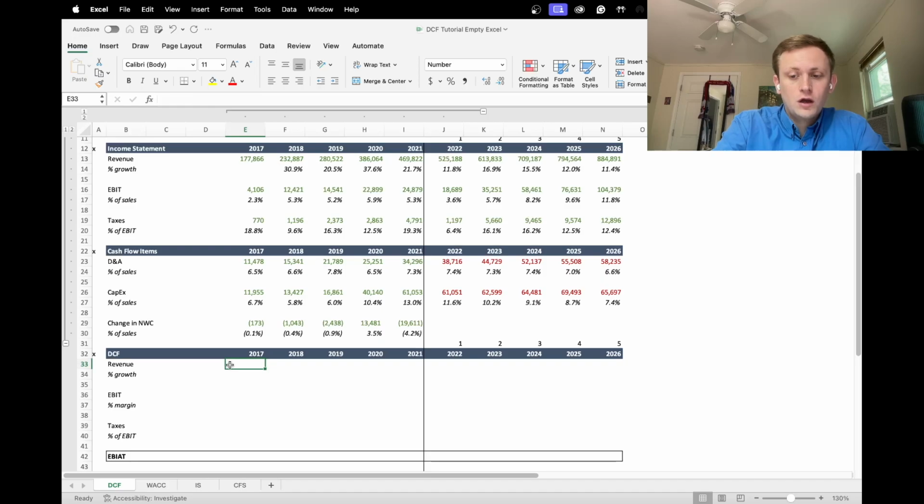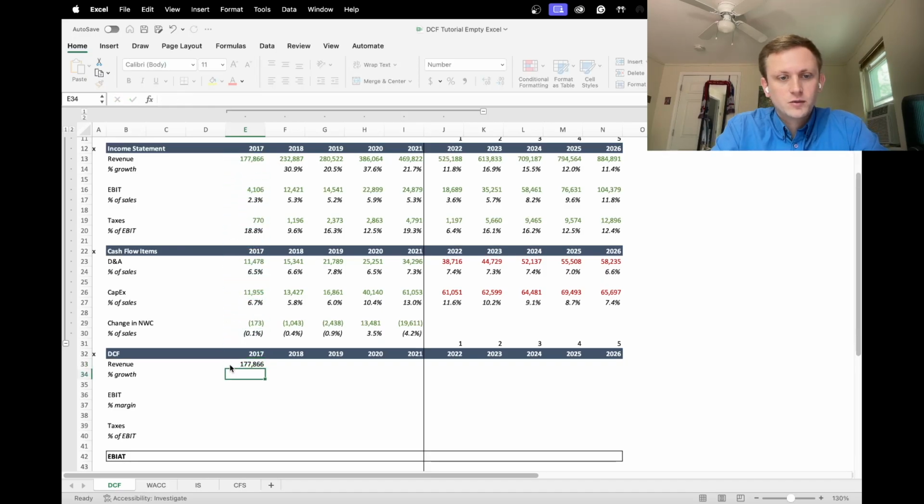So first, I'm going to link the revenue to the income statement. I'm going to do Command C and then Shift and right arrow to drag the values all the way up to 2021. And then for the percent growth, I'm going to get the current year's value divided by the previous year, minus 1.